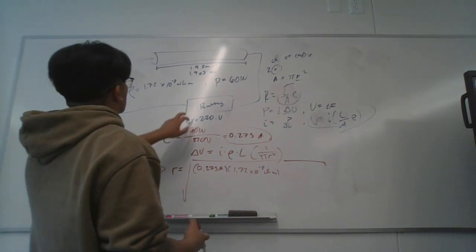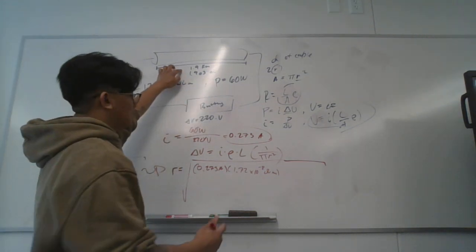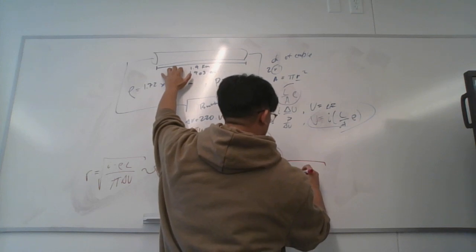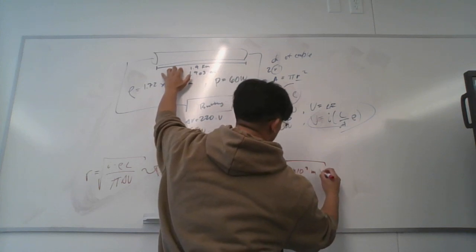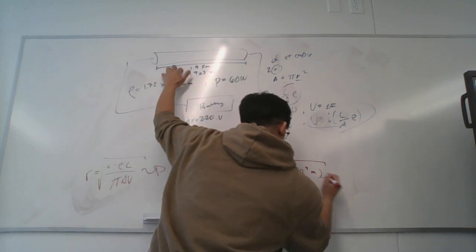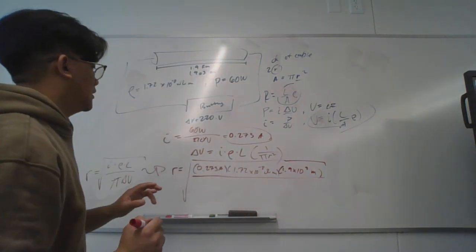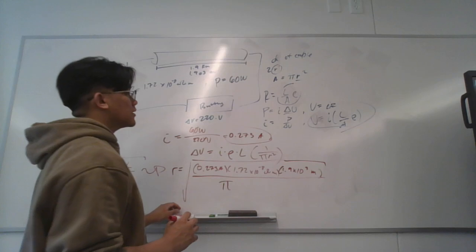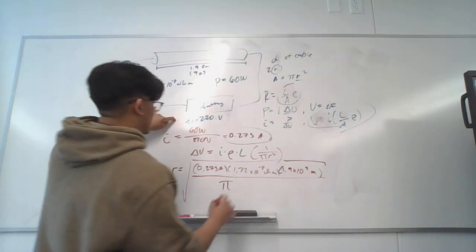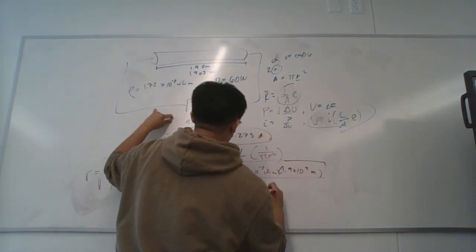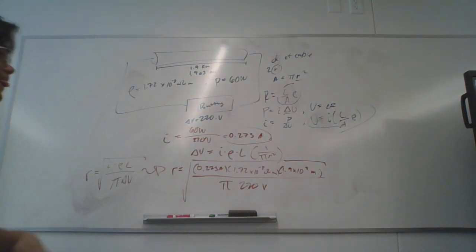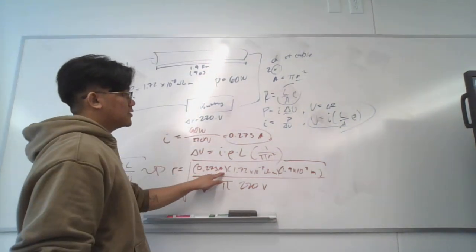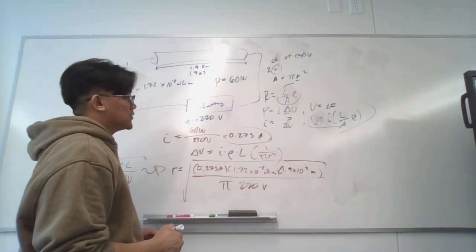It's a good sign. So we have 1.9 times 10 to the 3 meters all over we have pi, and then we would have our delta V, which is 220 volts.